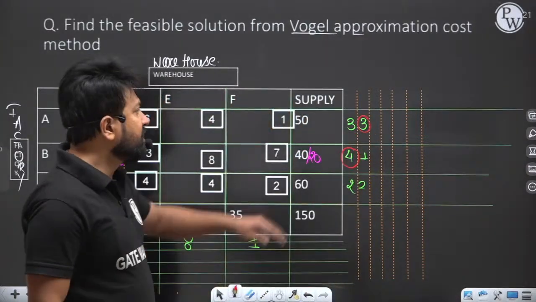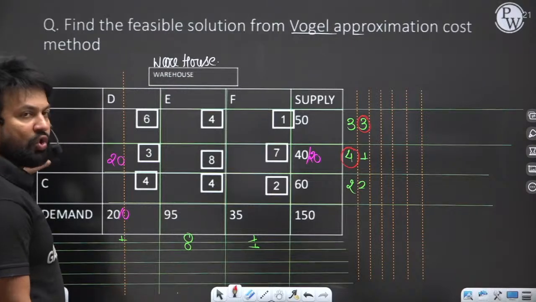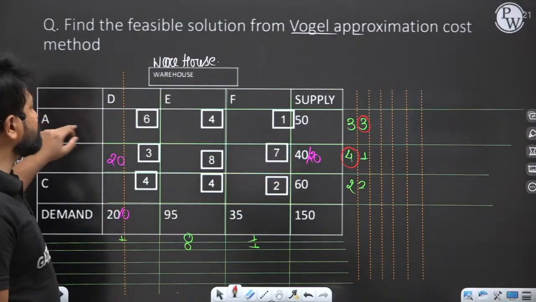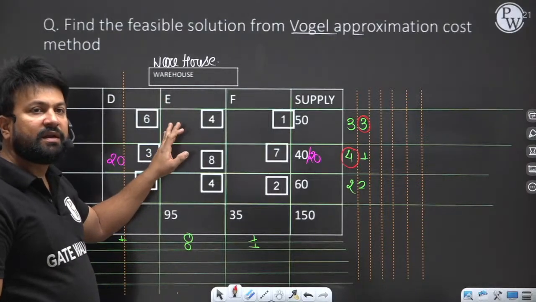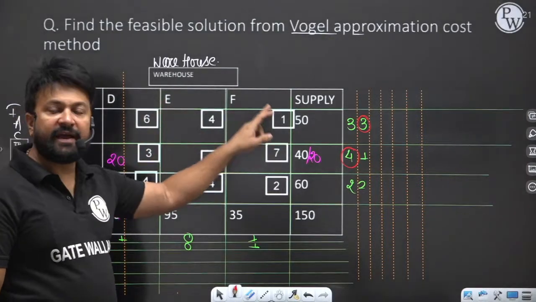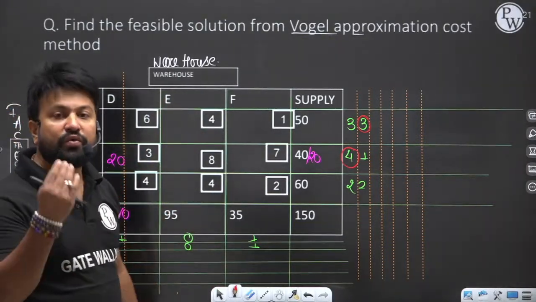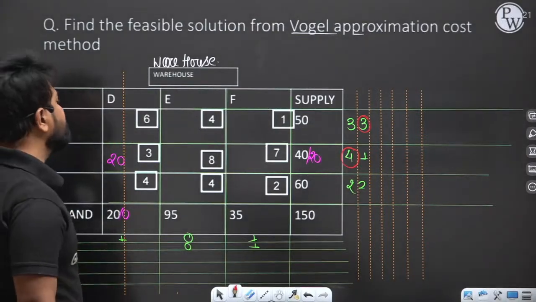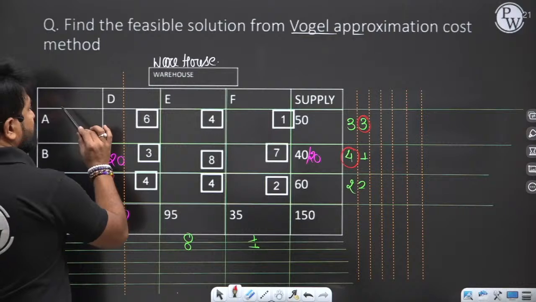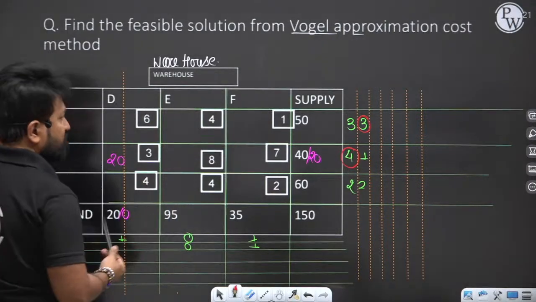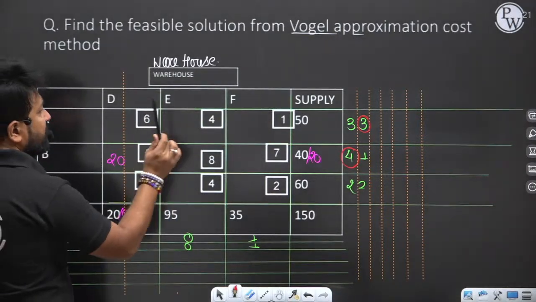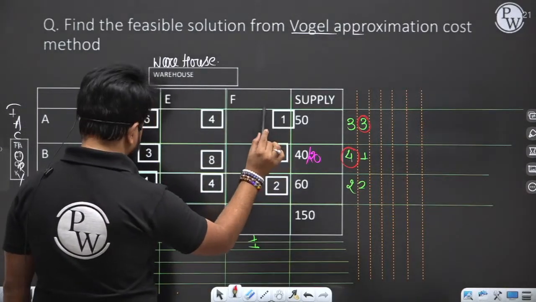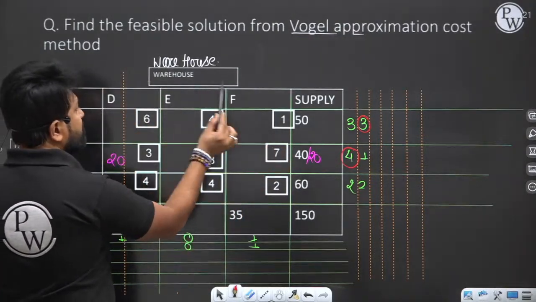What is the meaning? The maximum penalty of this row means A is going to supply material either to E or F. But the question is which warehouse it is going to supply, my dear. So A can supply either E or F. So which one, my dear? For that you have to select the minimum transportation cost, that is 1 here. So it means A is going to supply F, right?